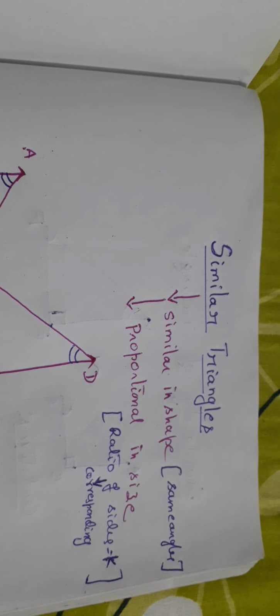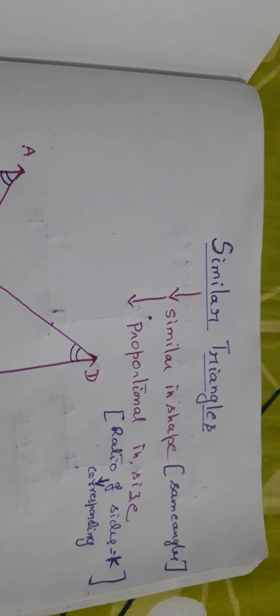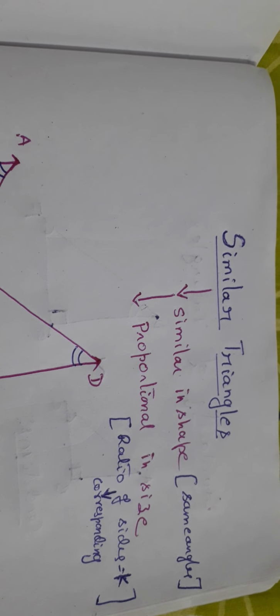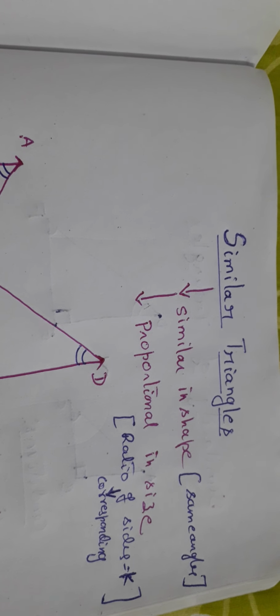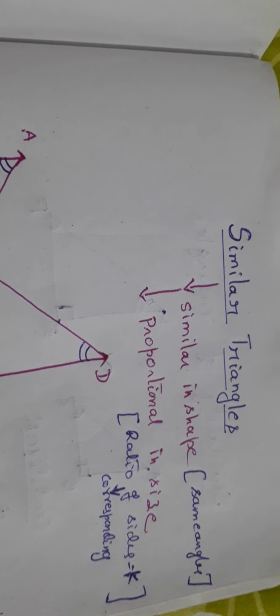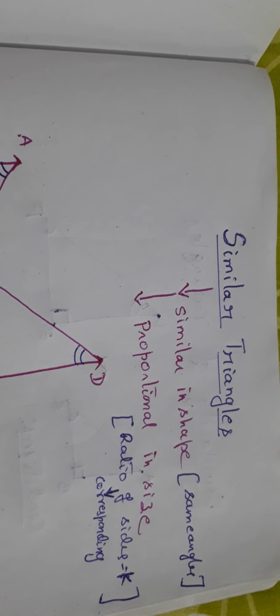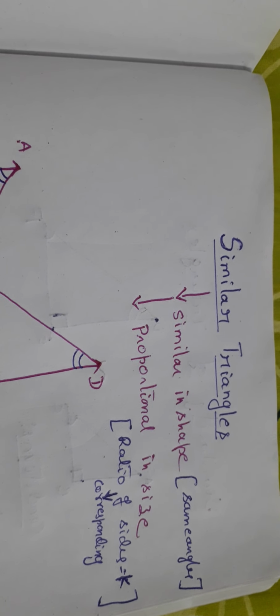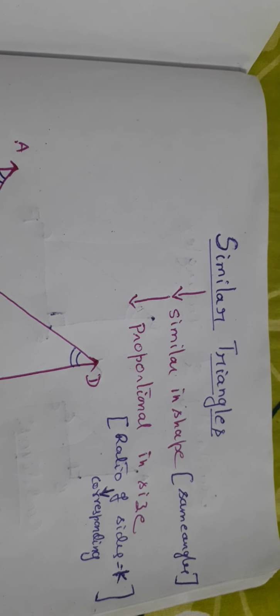When do we say that the geometrical figures are similar? First condition is that they should be of same shape, right? That means similar in shape. And the second condition is they need not be of same size, or else we can say that similar shape but of different sizes.